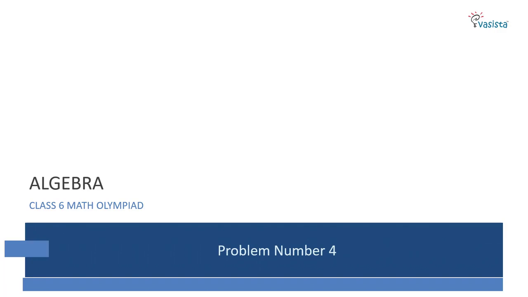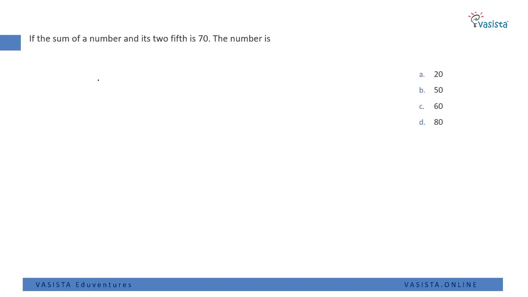Let me go with the fourth problem here. If the sum of a number and its 2/5 is 70, the number is? So what they have given is the sum of a number and its 2/5. Let the number be x, because we don't know the number.